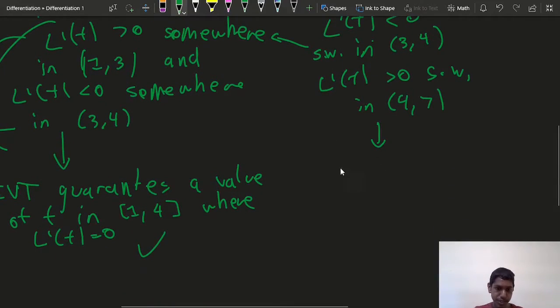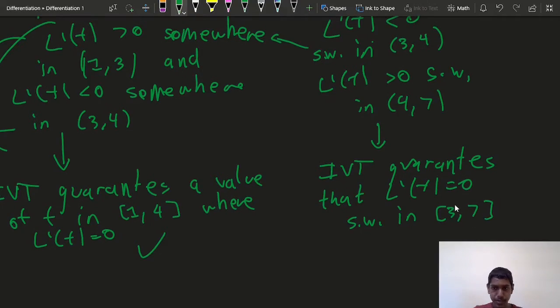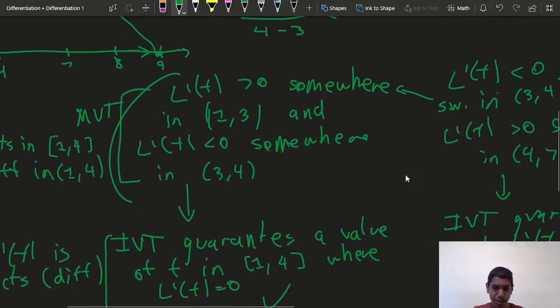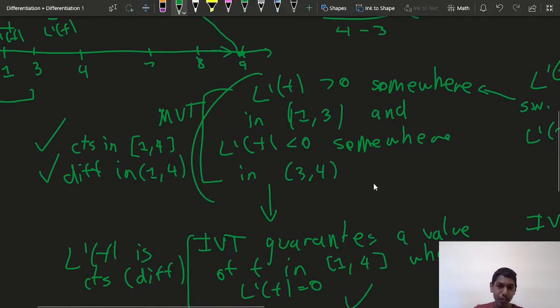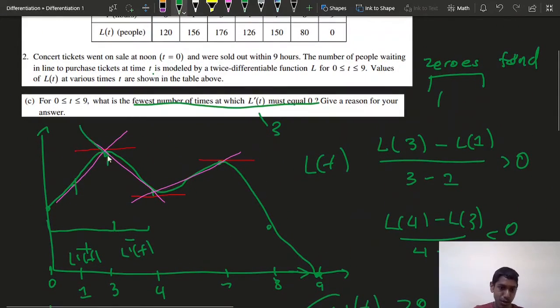So then after this, we're just going to say IVT guarantees that L prime of t equals 0 somewhere in 3 to 7. Okay, and that's for the second 0. It was basically exactly the same line of reasoning that we had for the first one, except it's just inverse now because we're going from somewhere decreasing to somewhere increasing.